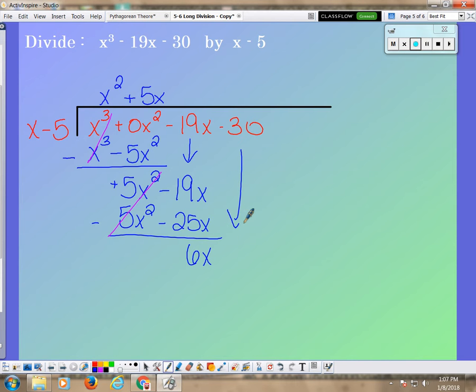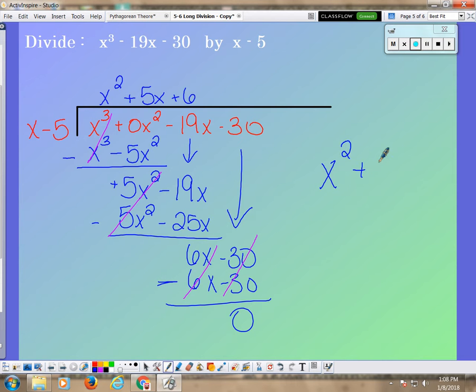I bring down the minus 30. What do I need to multiply that red x out there by to get it to be a 6x? Well, I need to multiply by a positive 6. This becomes 6x minus 30. I subtract. When I subtract, 6x minus 6x cancels. Negative 30 minus a negative 30 becomes a positive 30, so that becomes a 0. They cancel out. So I have no remainder. So my answer is just x squared plus 5x plus 6.